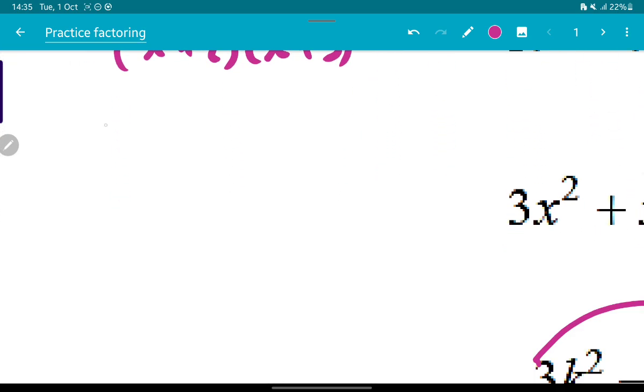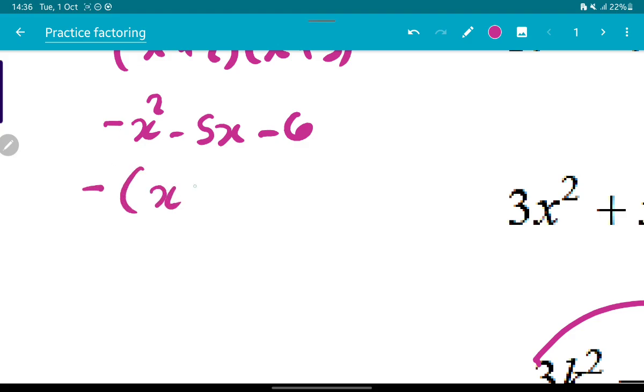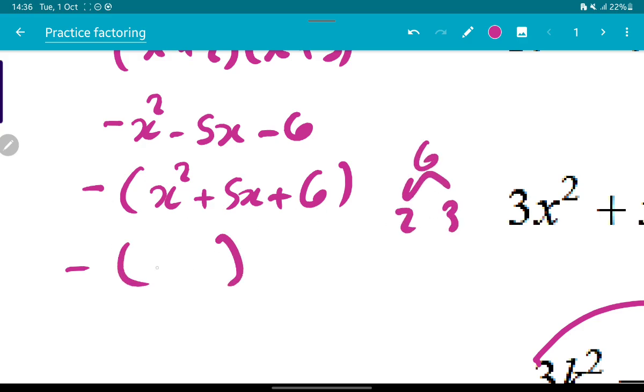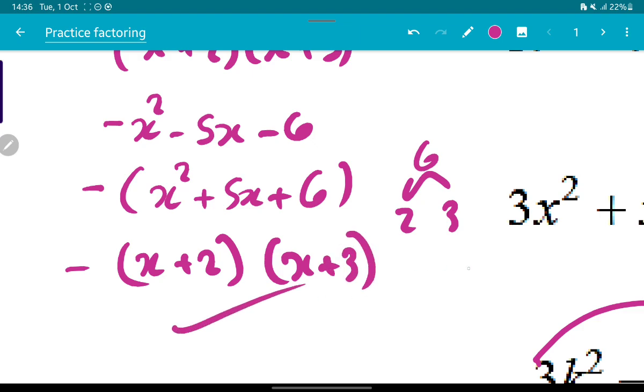What should you do if you have this example? Negative x squared minus 5x minus 6. We said that we need this to be positive, 1 or more than 1. So we can take this negative from all of them, so it will be negative outside. We have x squared, positive 5x, positive 6. Keep this outside, and you know that 6 is 2 and 3, so you can write x plus 2, x plus 3. And this is the right answer if you have negative outside.